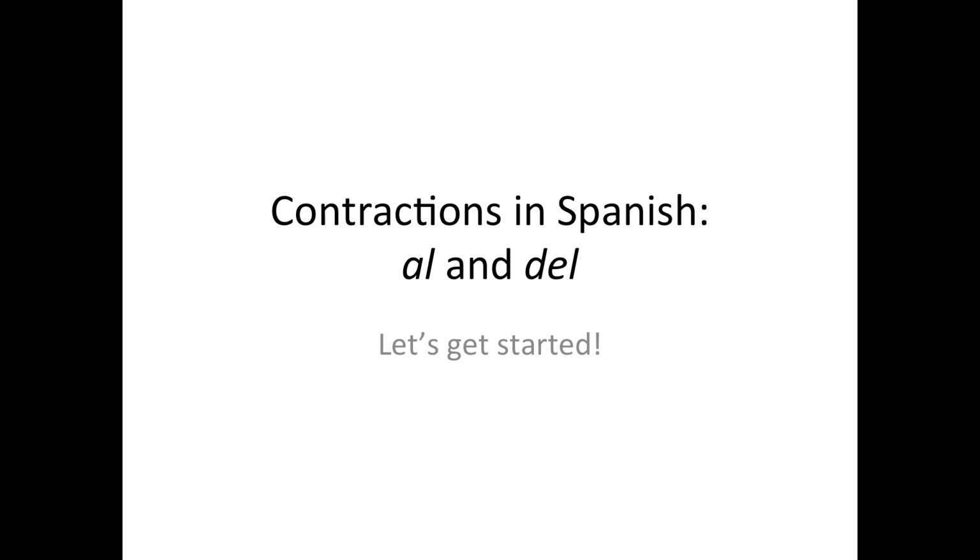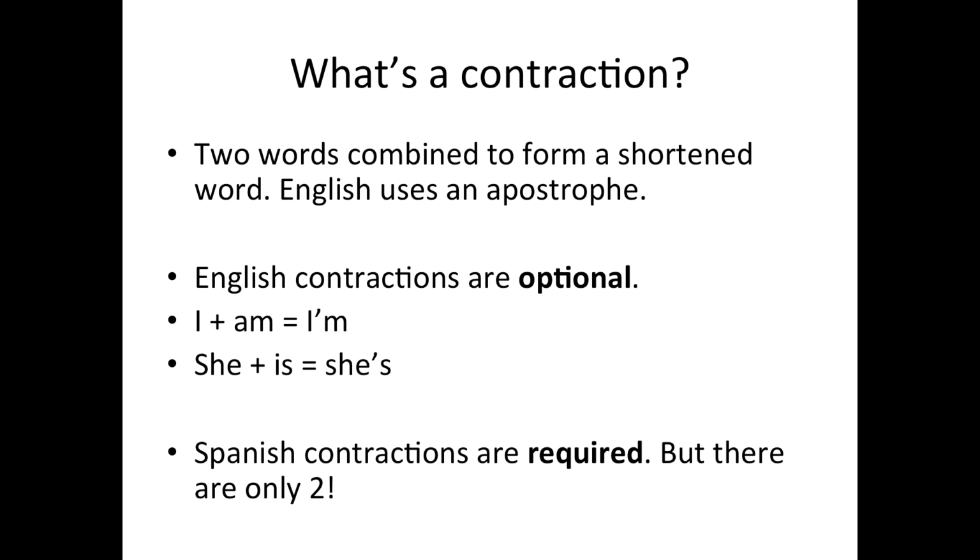Hey guys, how's it going? Today we're going to take a look at the two contractions we have in Spanish, which are al and del. Now, let's first define what a contraction is. So it's two words that are combined to form a shortened word.